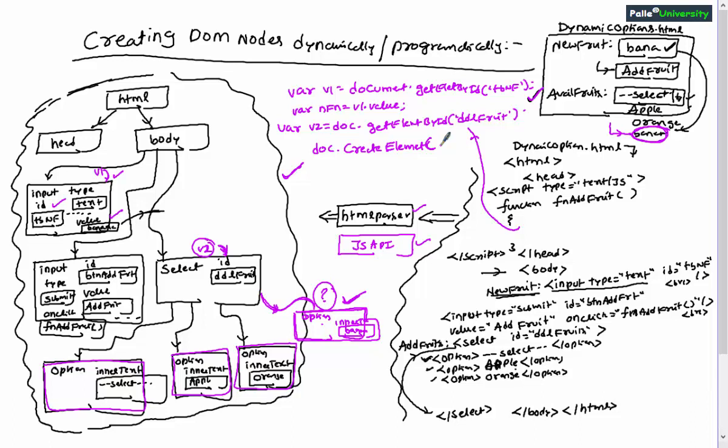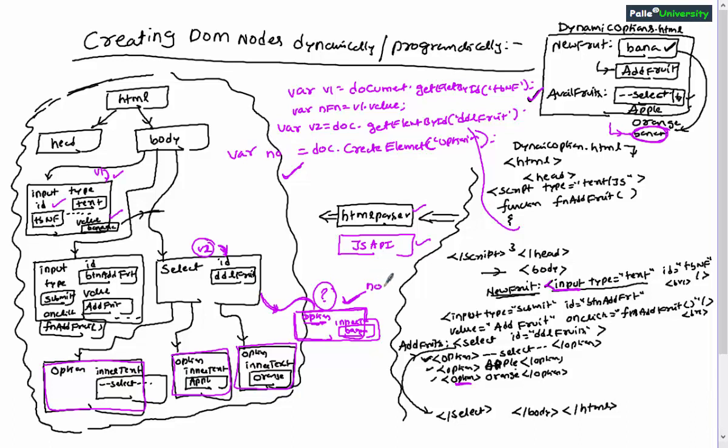See, element in the sense I already told you, whatever is present immediately after the angular bracket is called an element. So we want to create a new option type element. So obviously we have to write option, because I want an option type element. So obviously I have to pass option. Now you will get the reference of that new option. Maybe I'll call it NO.